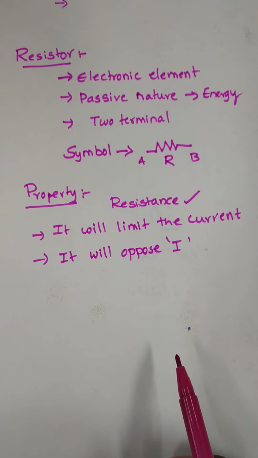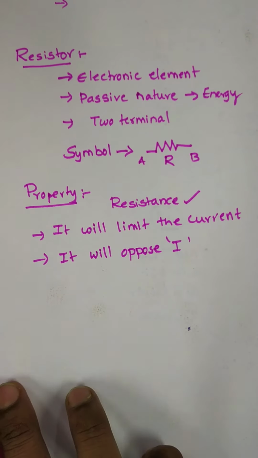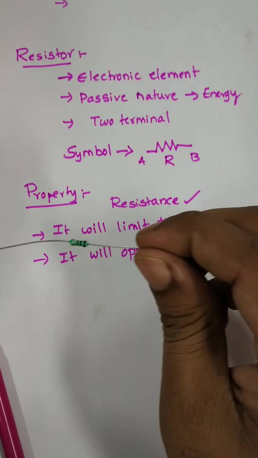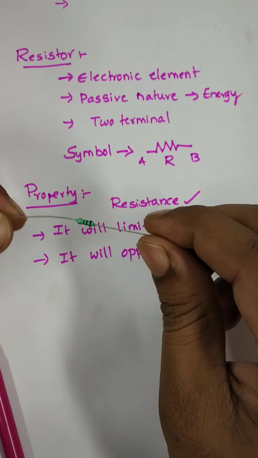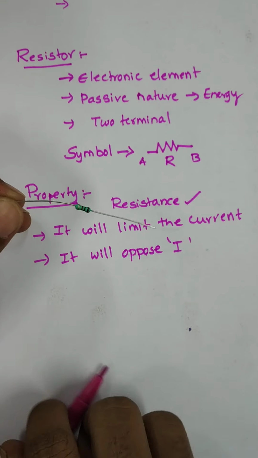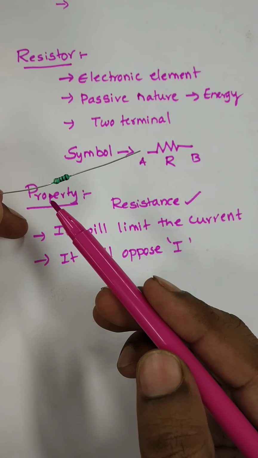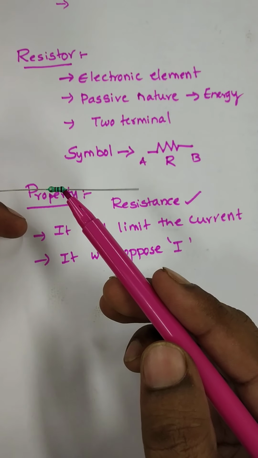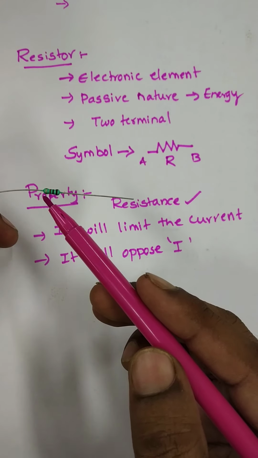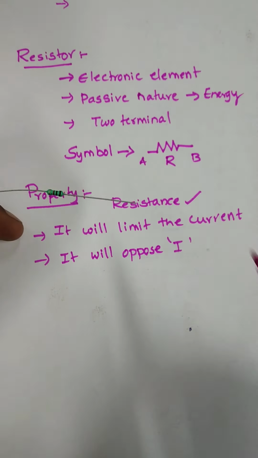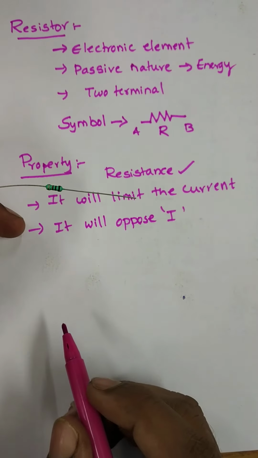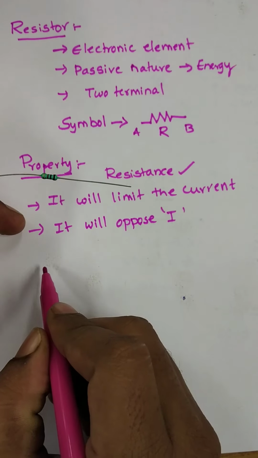We may have seen some different resistors in our labs. This is one type of resistor, which has two terminals. Now we can see some color codes here: brown, black, red and gold. How can we calculate the value of this resistor? I will tell you how we can calculate this.